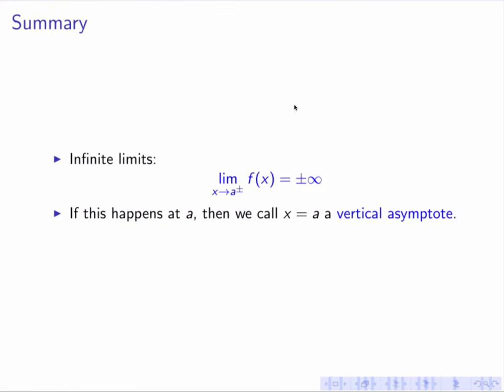So let me summarize. Infinite limits we denote by plus or minus infinity, and it can happen from the right or from the left, and they can even be different, the right and the left-sided limits. And whenever they're plus or minus infinity, we call the value x equals a a vertical asymptote.